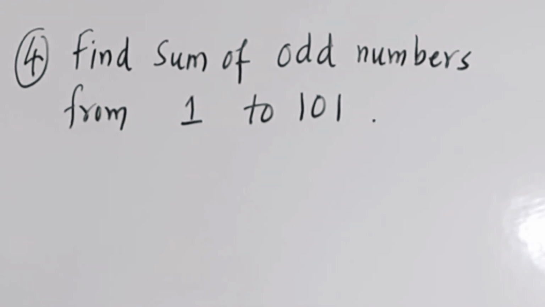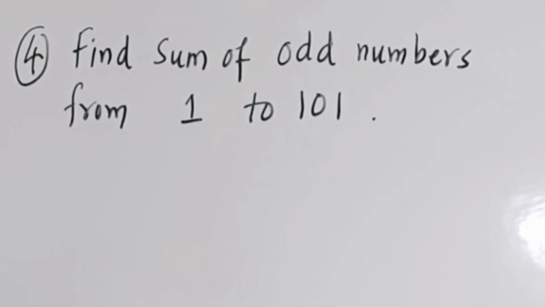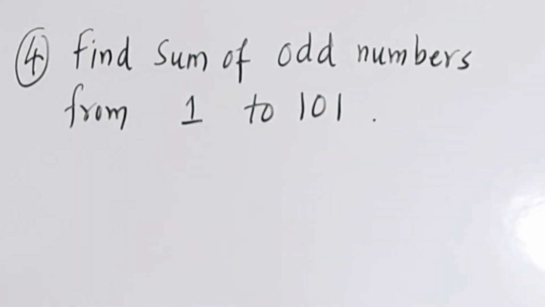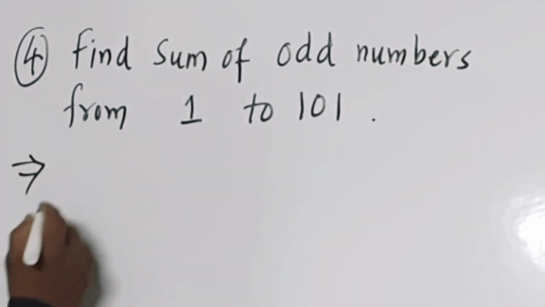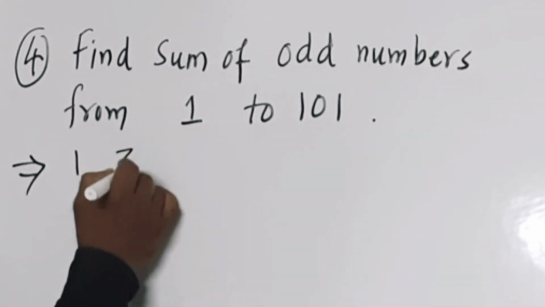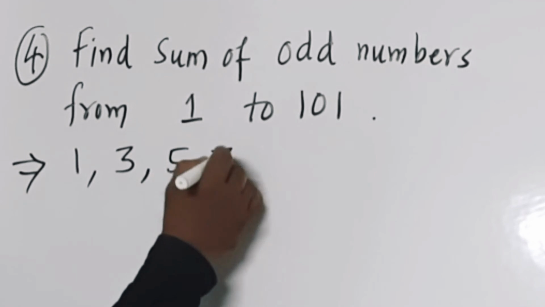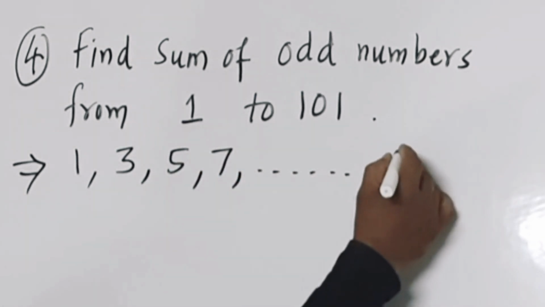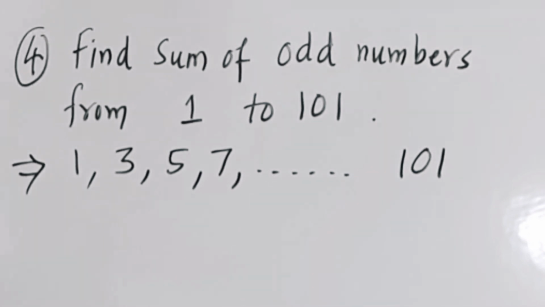Fourth example, find the sum of odd numbers from 1 to 101. Now, odd numbers are the numbers which are not divisible by, or not a multiple of, 2. So the numbers which are not divisible by 2 are, first is 1, then 3, 5, 7 and so on. The last odd number between 1 and 101 is 101.